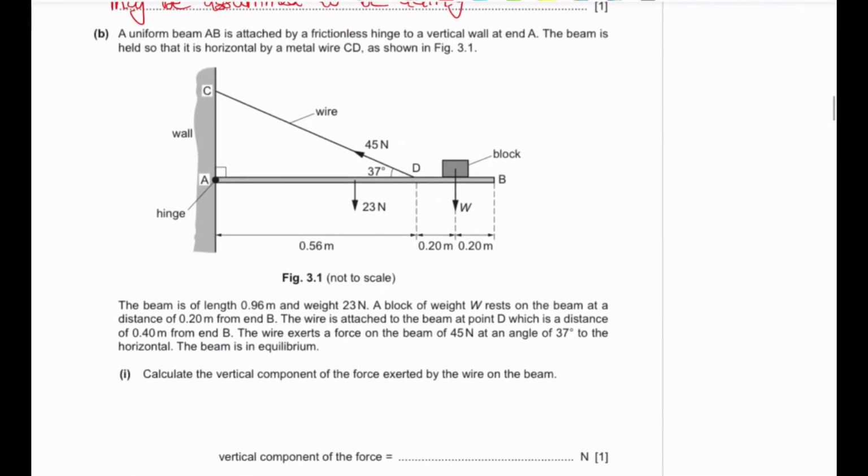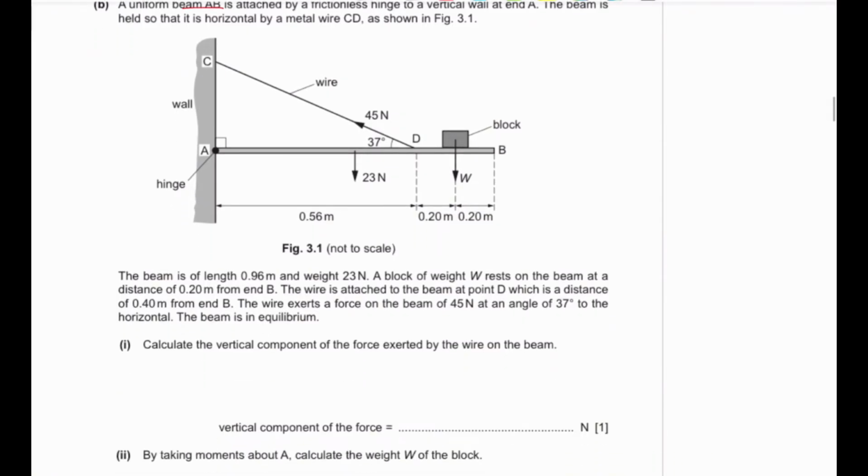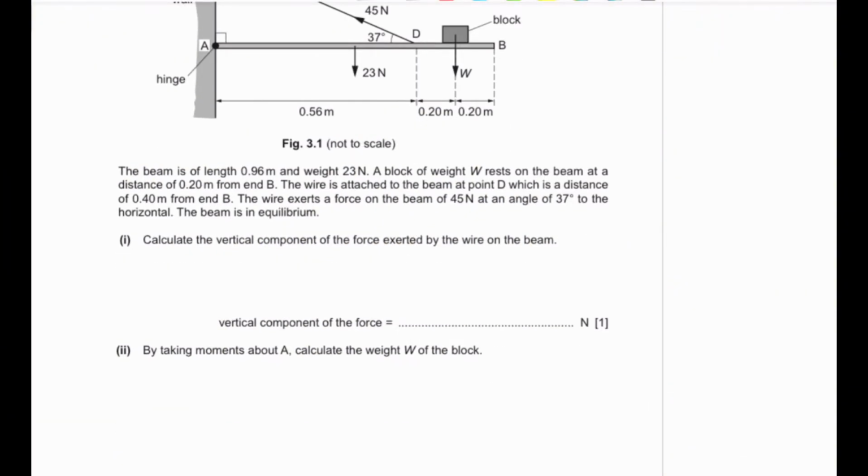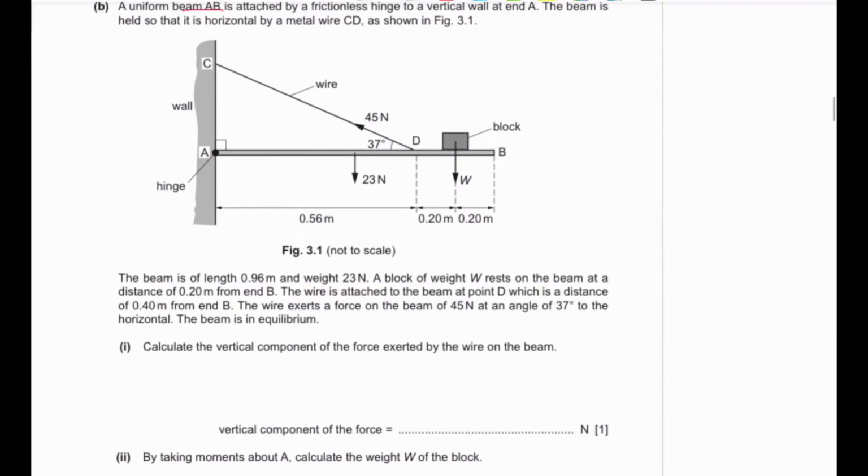So we've been given a uniform beam AB, which is attached by a frictionless hinge to a vertical wall at end A, okay? So the beam is held so that it's horizontal by a metal wire CD. And we're about to calculate the vertical component of the force that is exerted by the wire on the beam, okay? So we have this particular force over there, but I can resolve this force so that I can find the vertical component of that force, because this force can be resolved into two components.